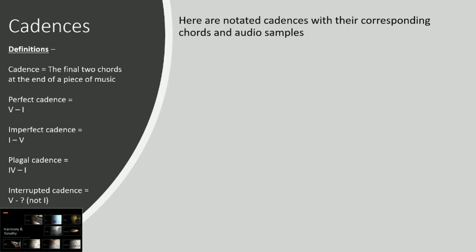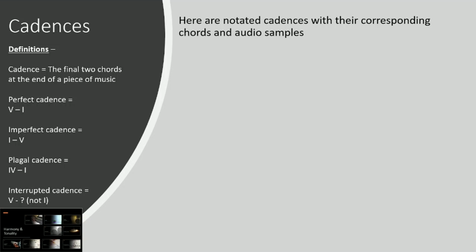So, perfect cadence, chord 5 to chord 1. Imperfect is the opposite, chord 1 to chord 5. Plagal cadence is chord 4 to chord 1. And interrupted cadence is chord 5 to any chord, but not chord 1, because that would be perfect.